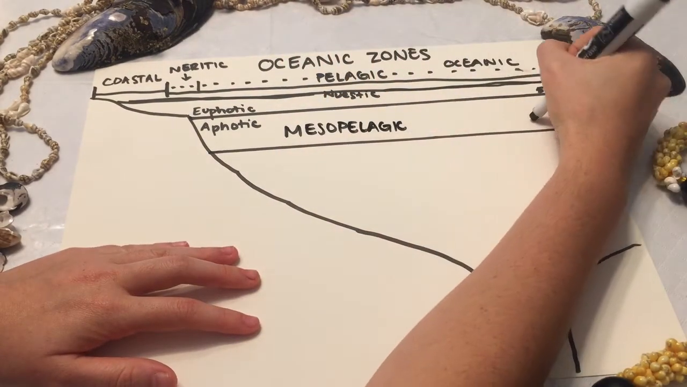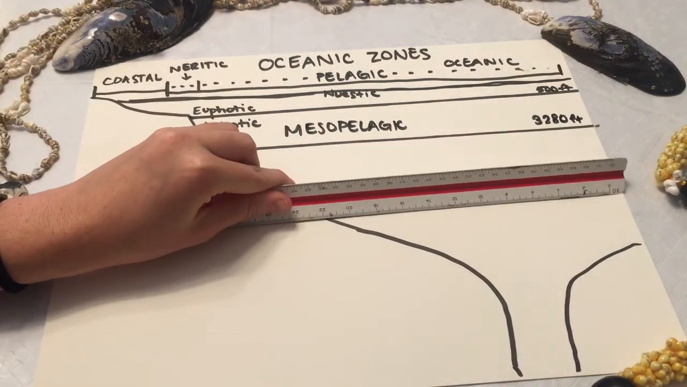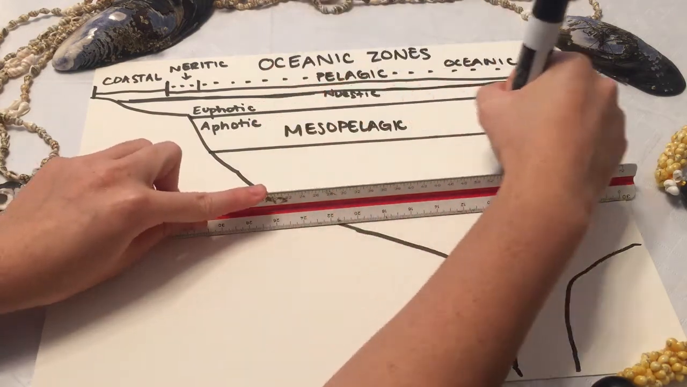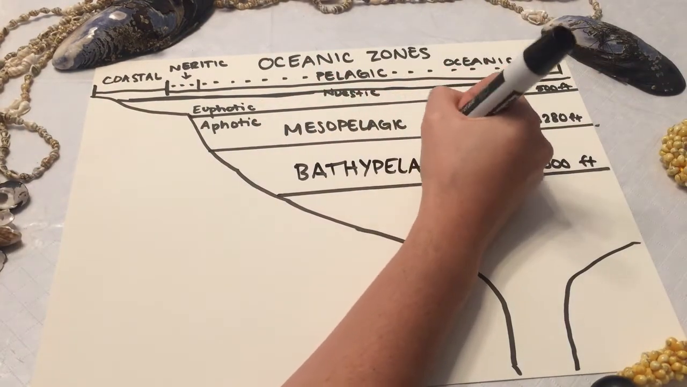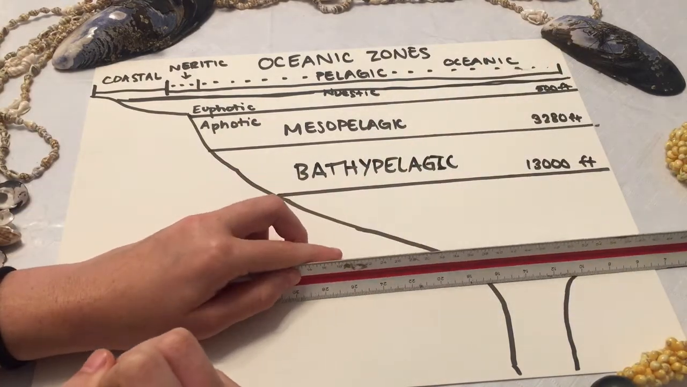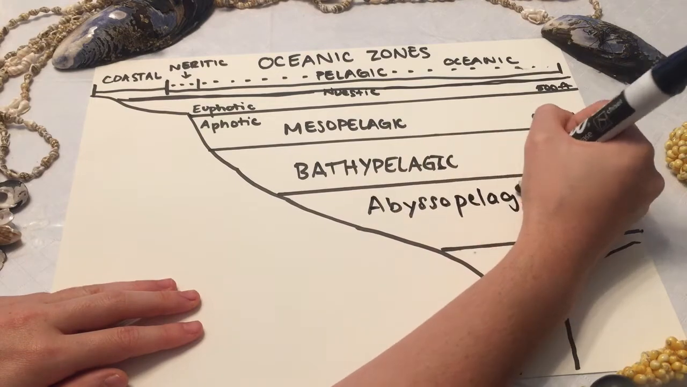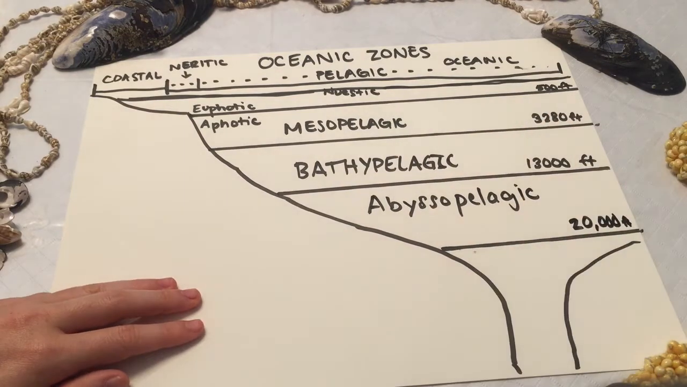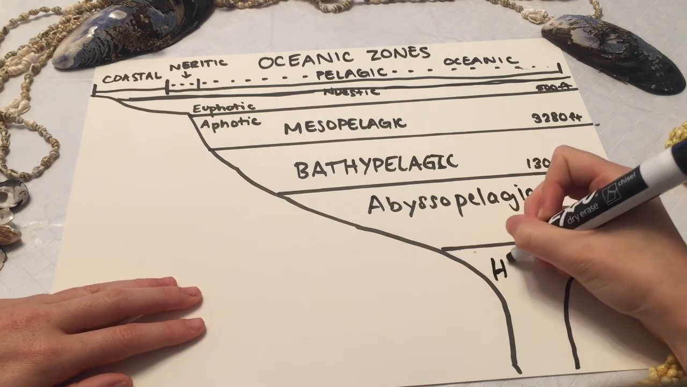The mesopelagic zone extends from about 500 to 3,280 feet deep. Then the bathopelagic zone continues from 3,280 to 13,000 feet deep. Next, the abyssopelagic zone consists of water from 13,000 to 20,000 feet deep. And finally, the hadal zone extends from 20,000 to 35,000 feet.